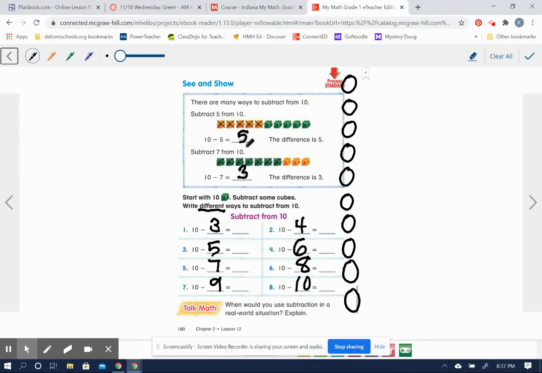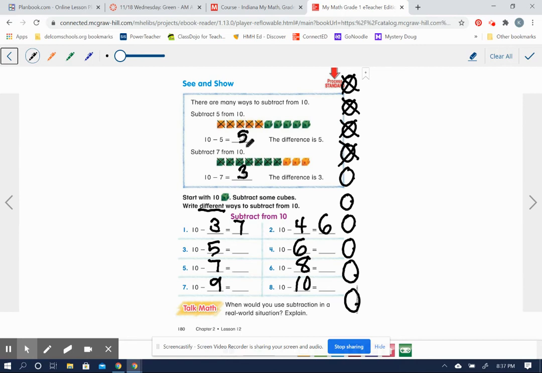Okay, so 10 minus 3. So I had 10 counters, and we're going to put X's on 3 of them. Okay, and how many are left? 1, 2, 3, 4, 5, 6, 7. Okay, the difference is 7. 10 minus 3 equals 7. All right, and if we're going to subtract 4, 1, 2, 3, 4, and how many are left? 1, 2, 3, 4, 5, 6. 6 is the difference.